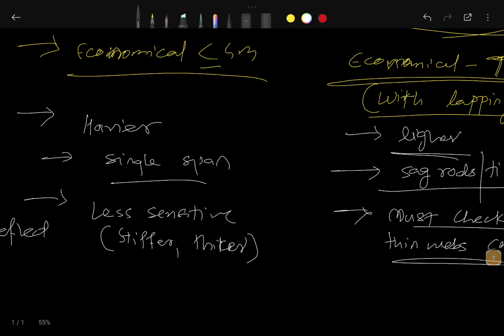Cold form Z or C girt is preferred for regular PEB walls. Hot form channel only when heavier loading, for example crane bay walls, blast walls, or tall industrial facades; we use hot form channel. Otherwise, we generally prefer cold form PEB structure for walls. For packet, we use hot form channel section.